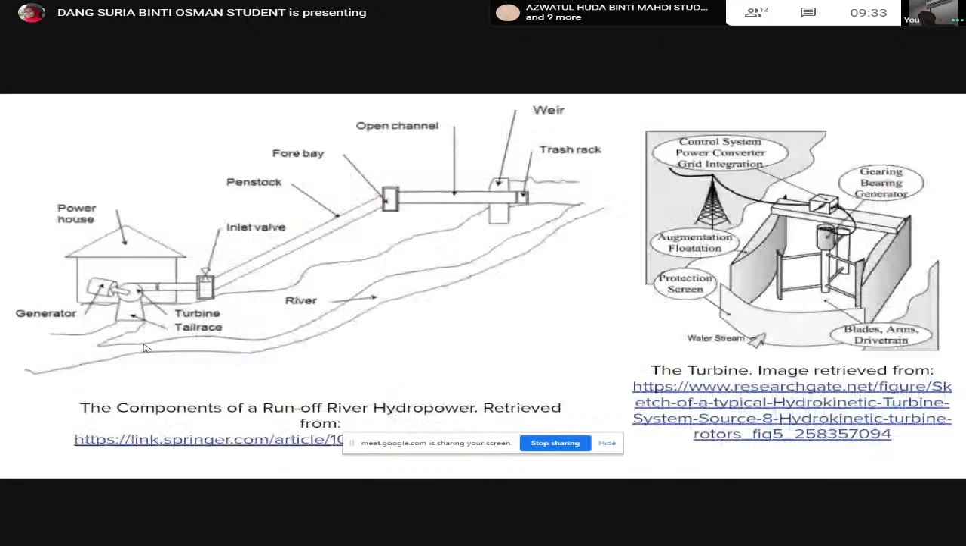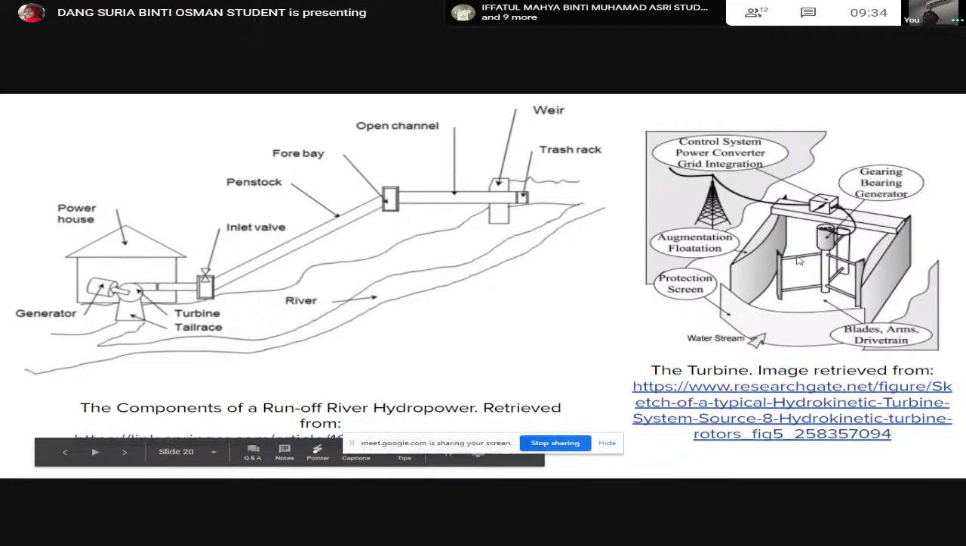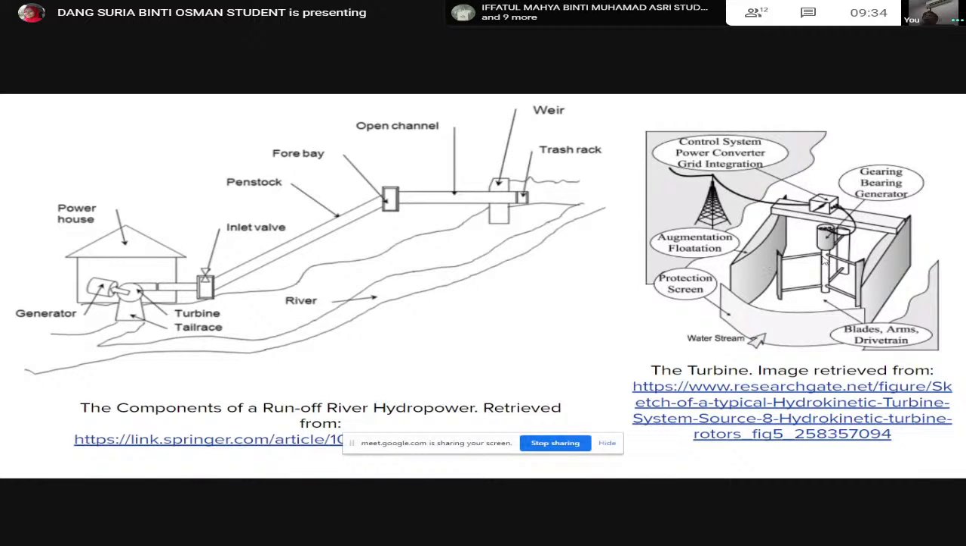Okay, this is the last of my slide. This is basically the component of run-of-river hydropower. As you can see here, this is the weir, the penstock, the powerhouse. Usually, the transmission line is located near here, the turbine, and this is the diagram of the kinetic turbine.